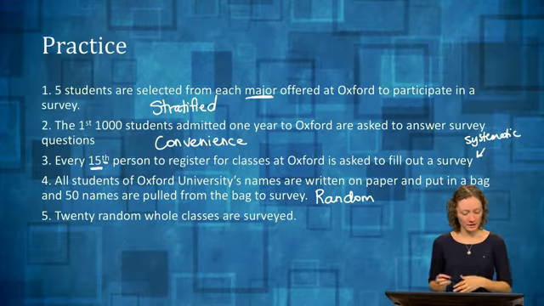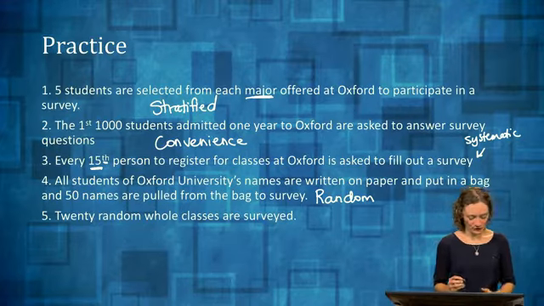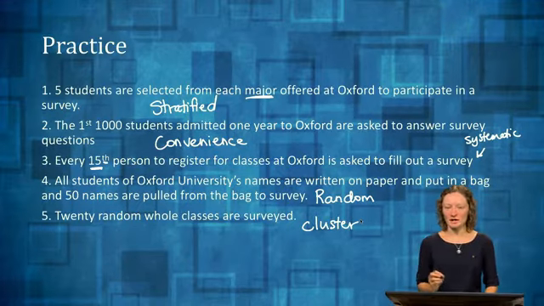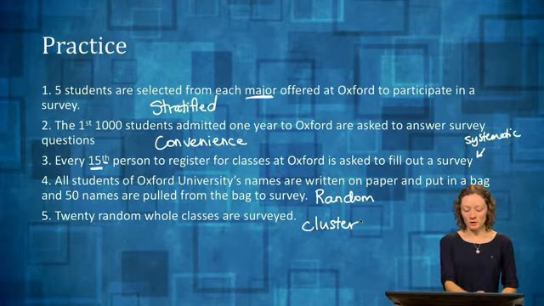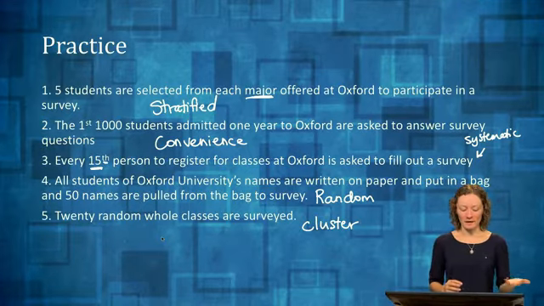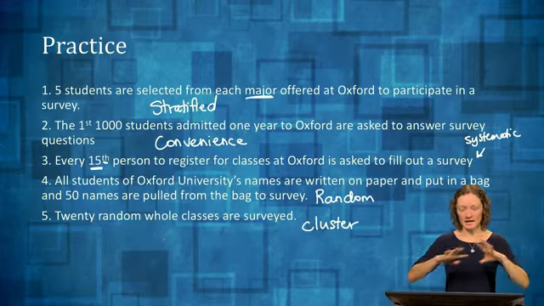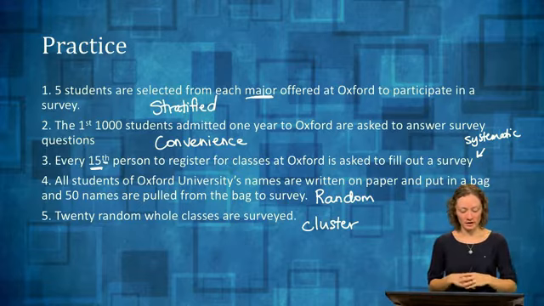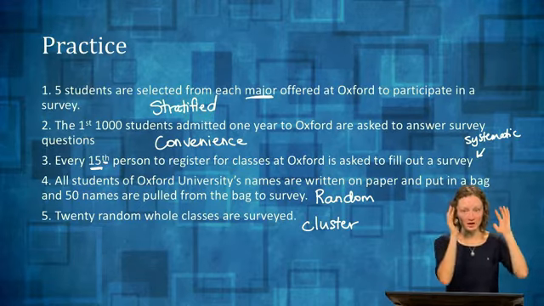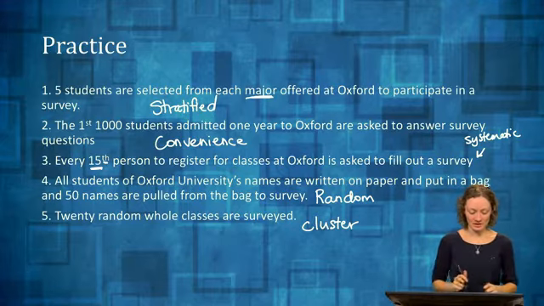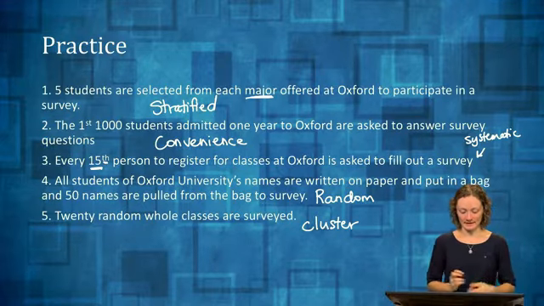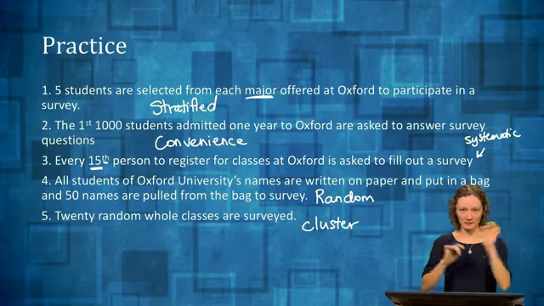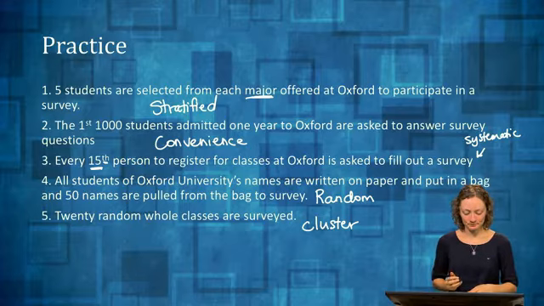Which makes our last one, 20 random whole classes are surveyed, cluster. And this was a little tricky. This is one I often see mistakes on. This 5th one is often represented as random because the word random is in it. But remember, cluster takes our group and breaks it down into partitioned sections, and then we talk to everyone from a few different sections. So we've talked to 20 whole classes to get information from them. And the classes were random. So once we break it down, it has to be that the clusters are chosen randomly.